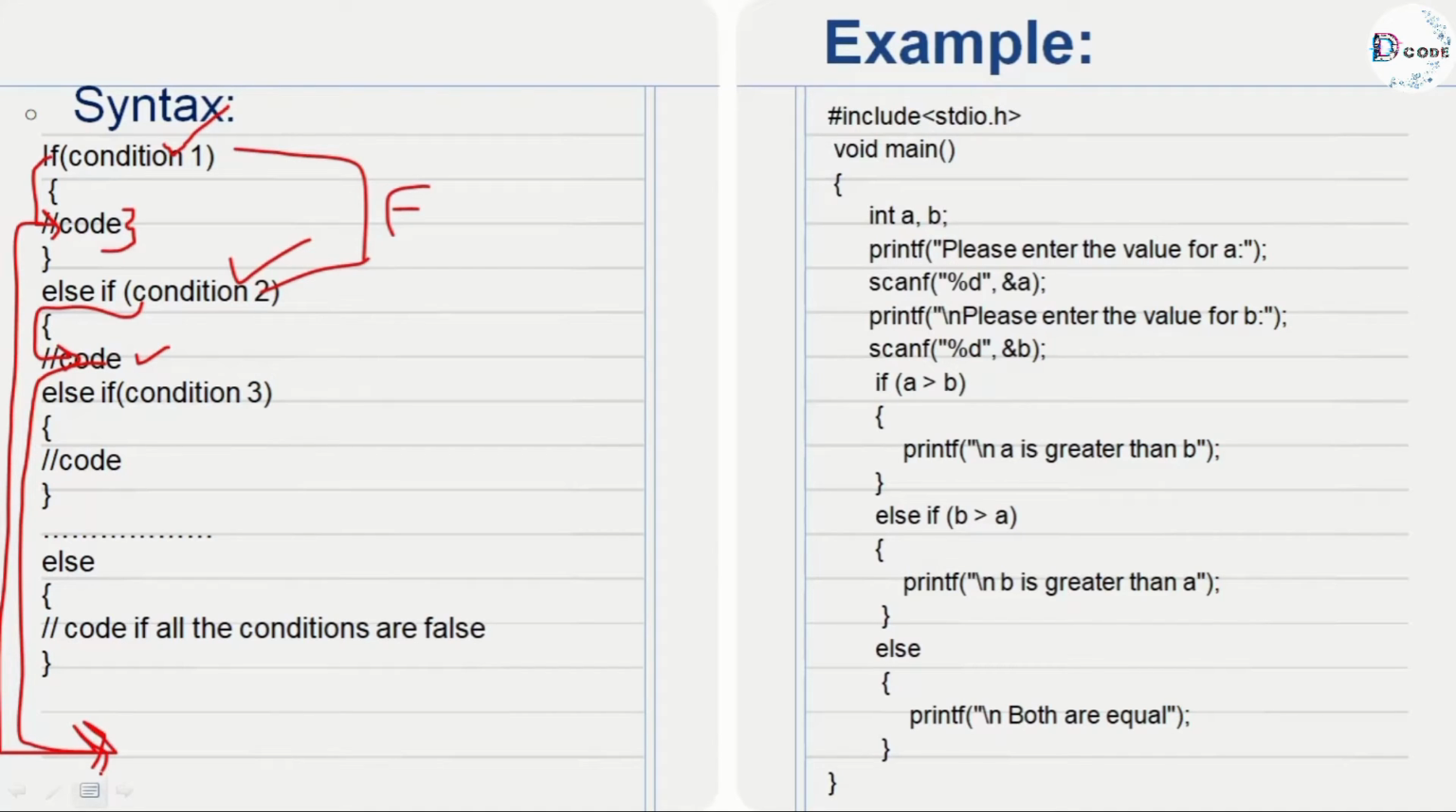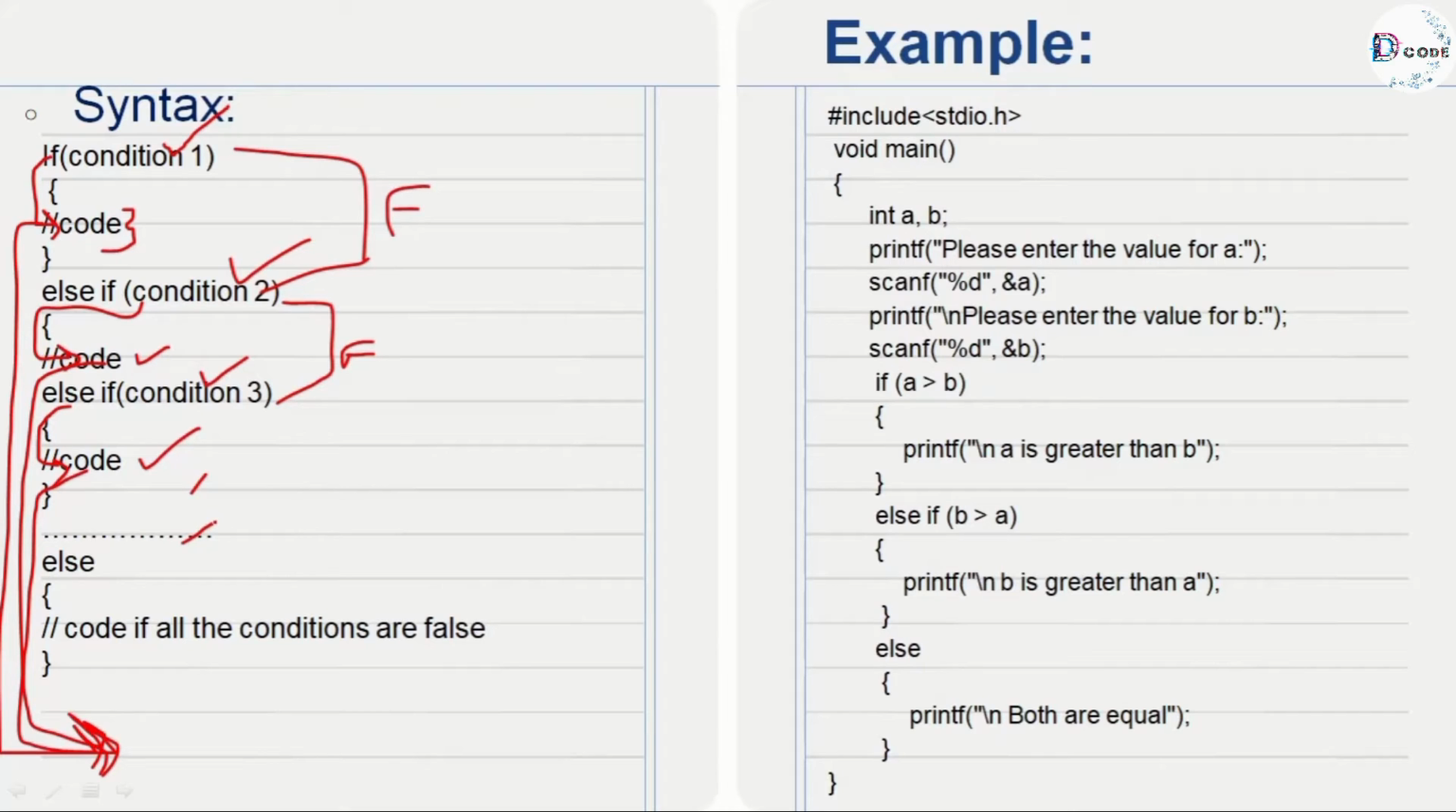Suppose condition 2 is also false, then it checks condition 3. If this is satisfied, it goes into this else if block, executes this code, and after execution, it exits the else if block. It keeps on checking all the conditions until one condition is true.